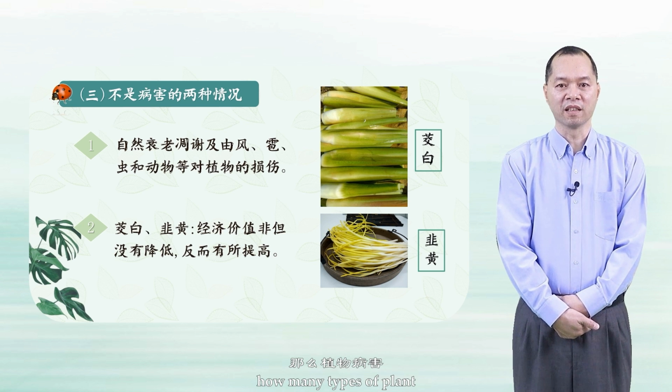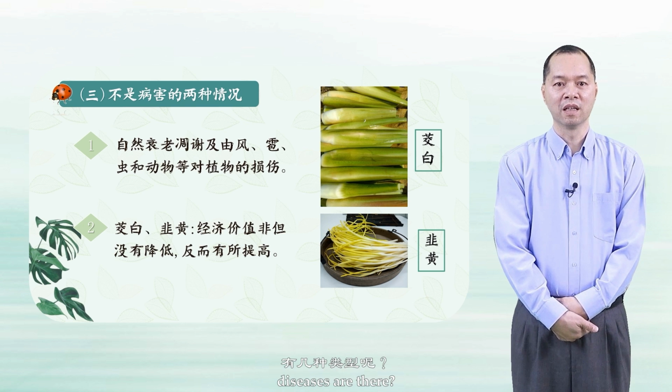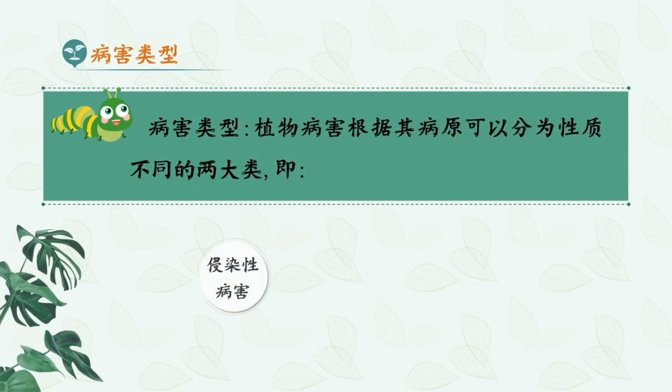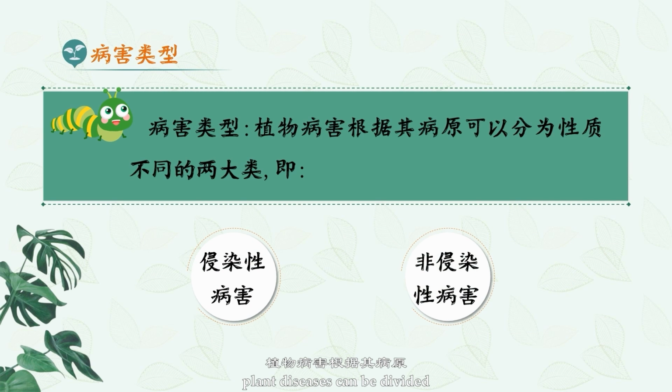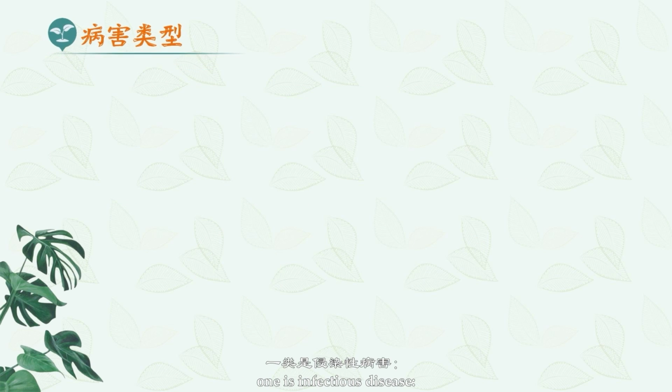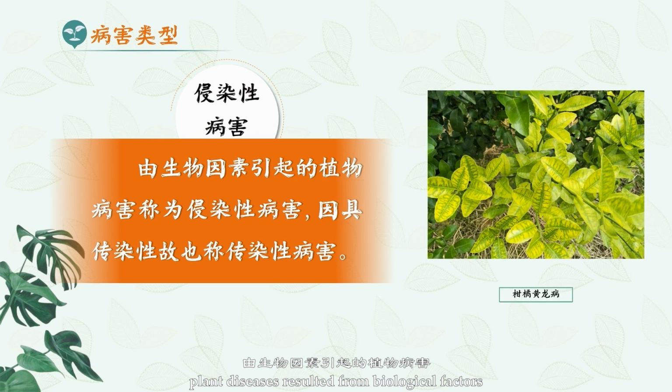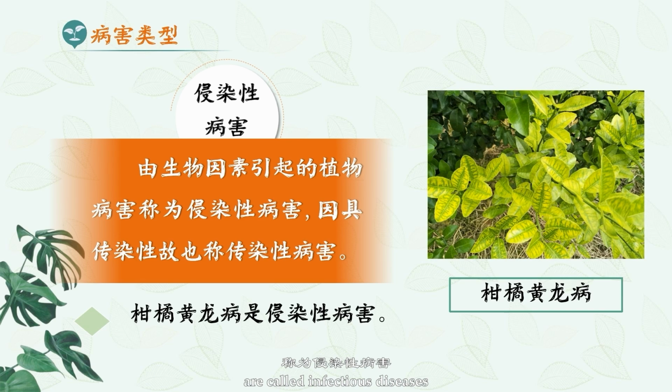How many types of plant diseases are there? Next, let's learn the disease types. Plant diseases can be divided into two categories according to their pathogens, i.e. infectious diseases and non-infectious diseases. One is infectious disease. Plant diseases resulted from biological factors are called infectious diseases.